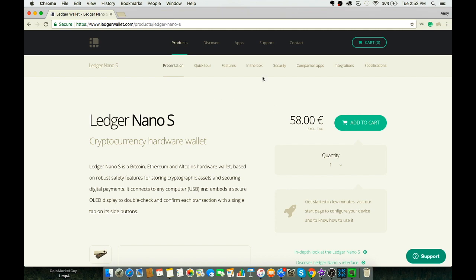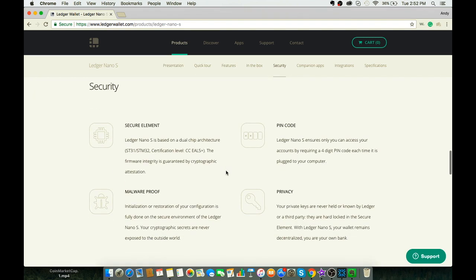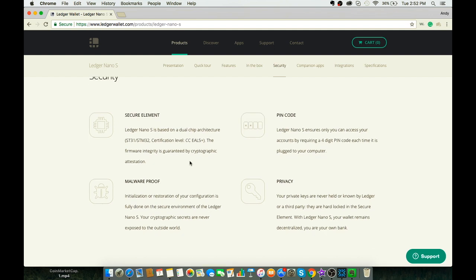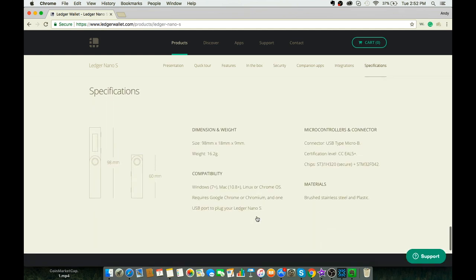So that's pretty much it for the Ledger Nano S. Like I said, you can come to their website here at ledgerwallet.com and find out this information for yourself. They have a lot of security features that are built in. As I mentioned before, the PIN codes and private keys, the PIN codes, and then they have a passphrase as well. But it's great, guys. It's a very simple to use and very safe cold storage wallet.